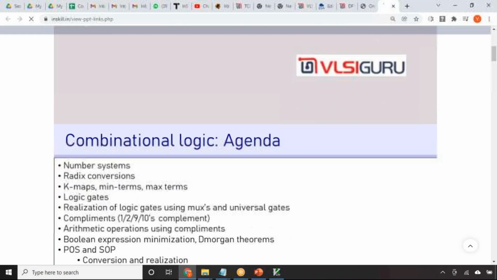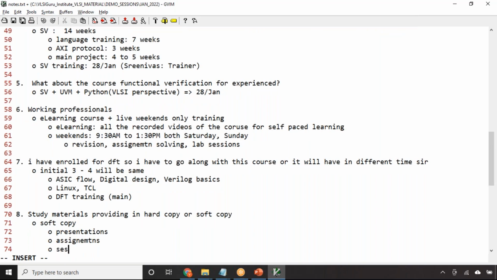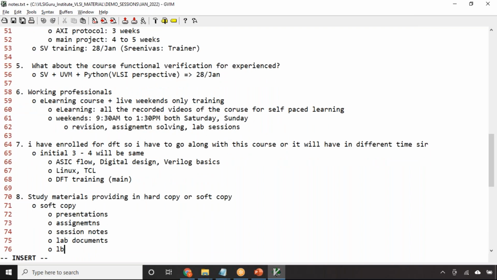So what do you find in the e-learning material? You will get presentations, you will get assignments, you will get the session notes. If it is any practical things, you will get the lab documents and lab codes. Some of the codes also you will get. This is what you get.